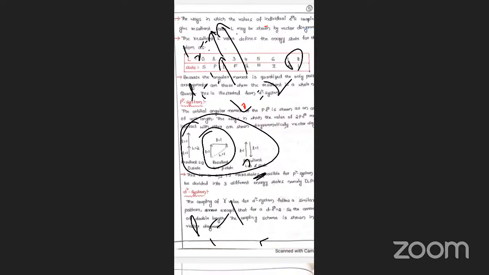L1 is equal to 1, like this. This is +1. Another electron is found with L equal to 1, but it is found in the 0 position, which is not counted for this. What is the L value here? What is the third diagram?